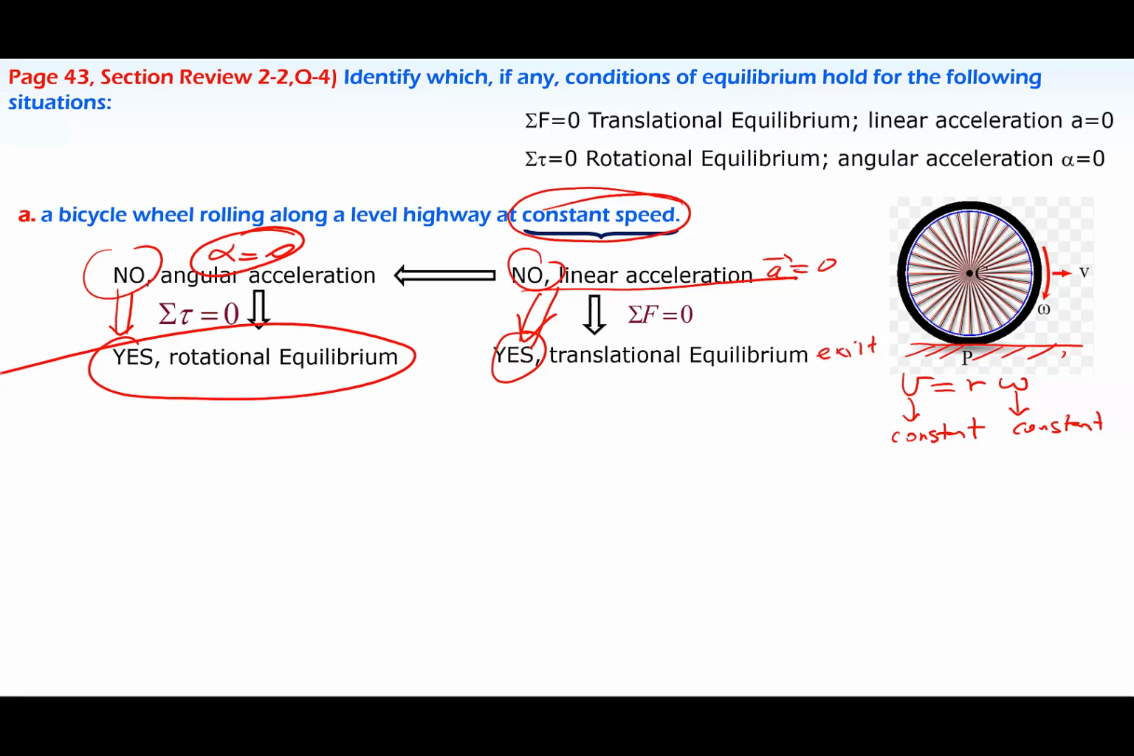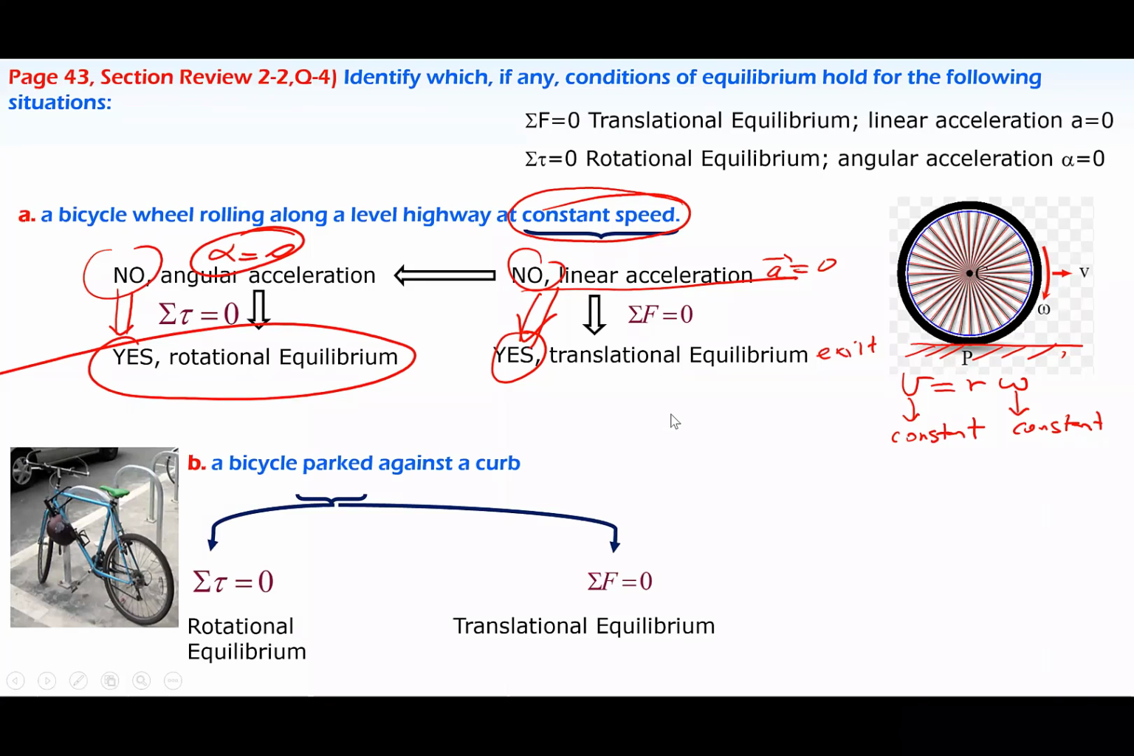So in this example, we have a bicycle wheel rolling along a level highway at a constant speed. When it says constant speed, both linear speed and angular speed are constant. For that reason, both linear acceleration and angular acceleration are 0. No linear acceleration, yes, translational equilibrium. No angular acceleration, yes, rotational equilibrium.